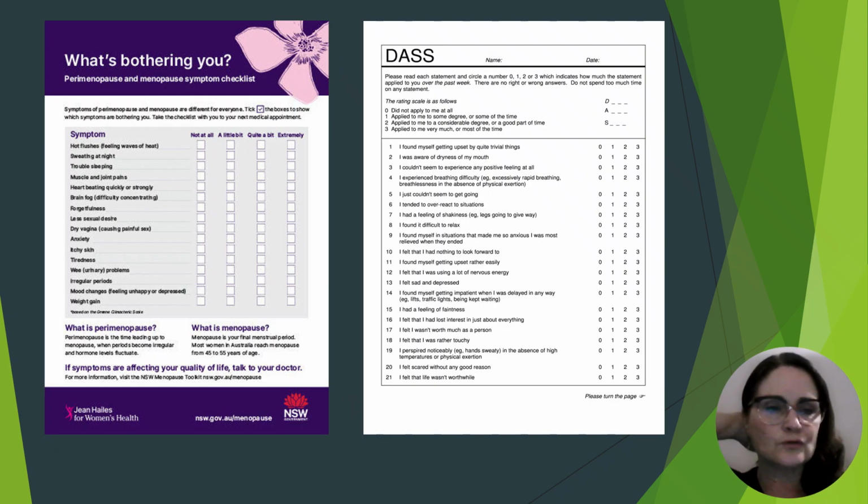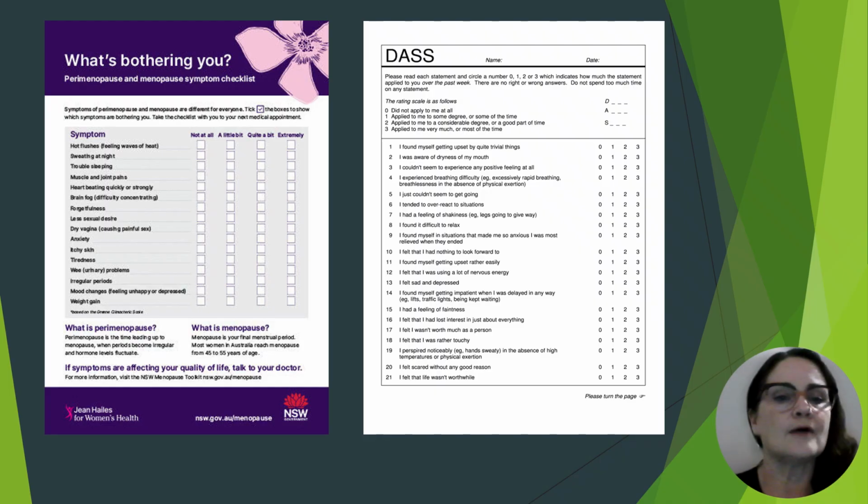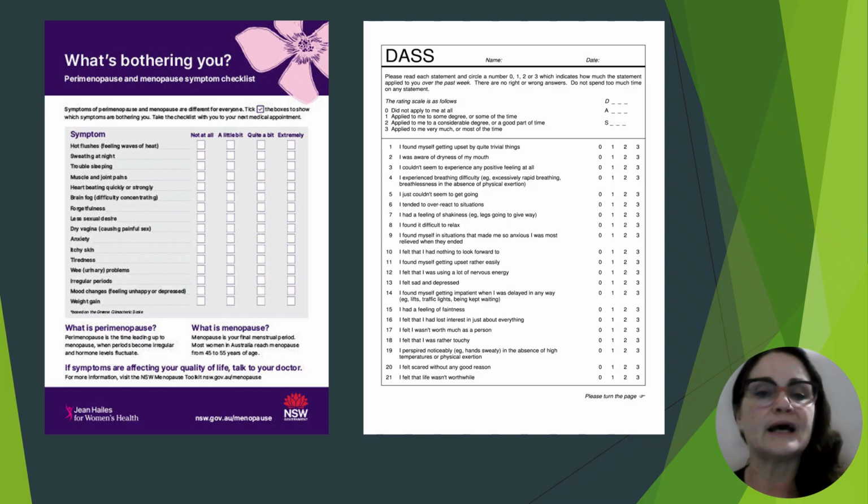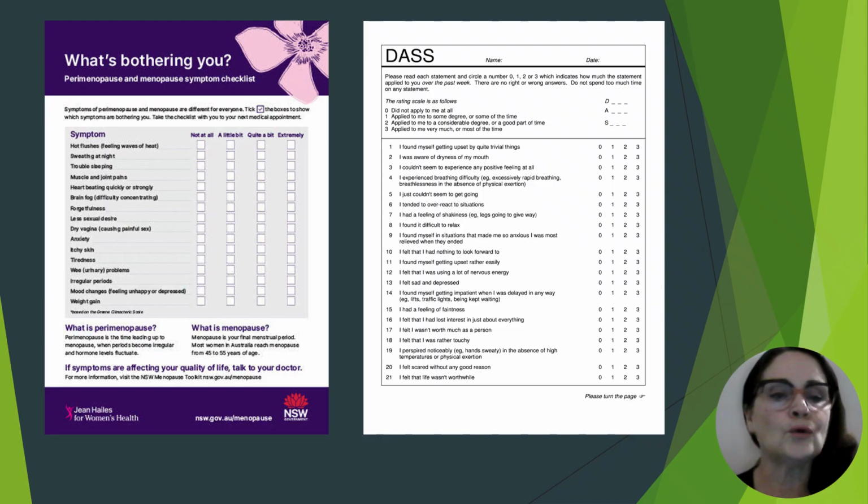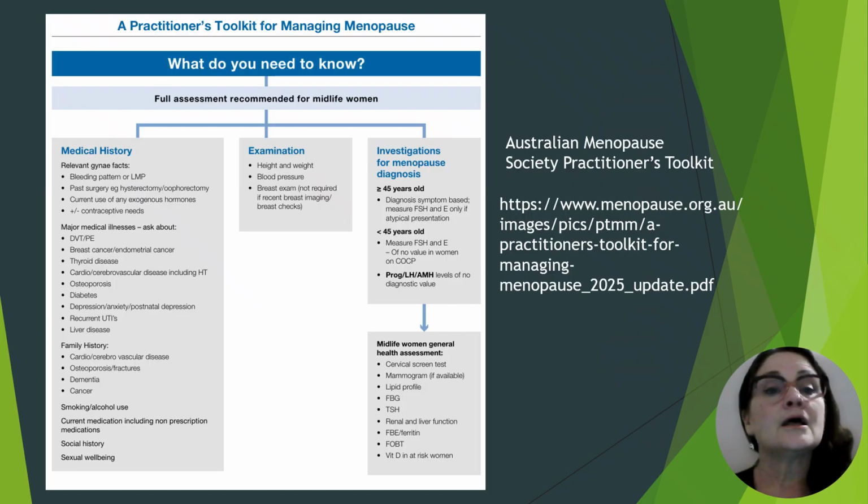So here's the examples. So that's that what's bothering you form. As you can see there, it's a really nifty little tick tick tick box, very similar to the DAS. If you haven't seen the DAS before, that's it there. There's two pages to it usually. There's a second page that shows you how to do the calculation of the scoring and that. So however you wish to present that, I'll leave that with you, but that's just what they look like.